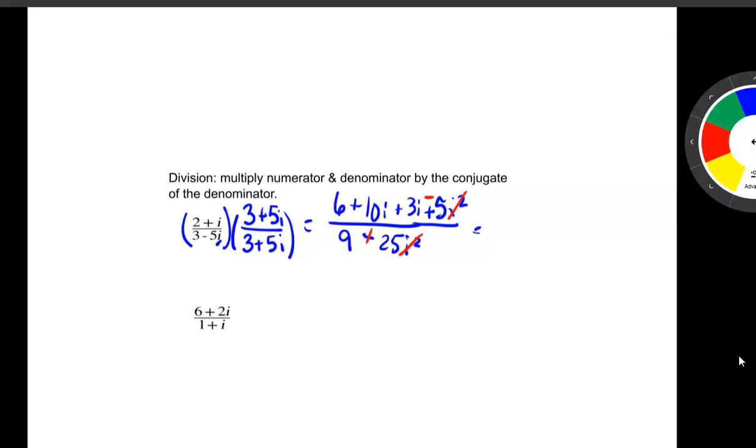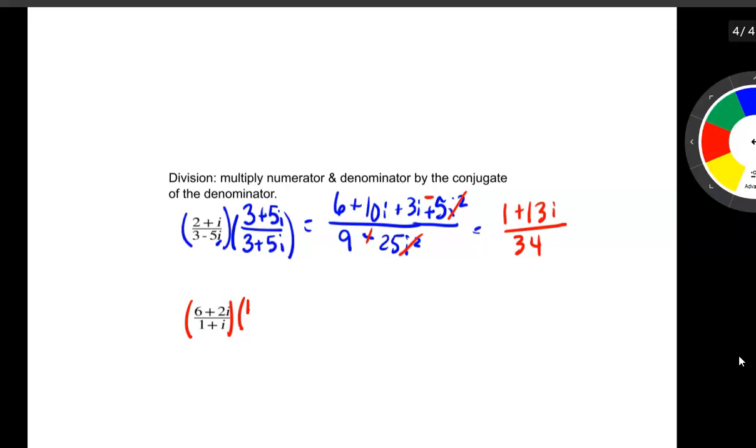Now I can combine like terms. In the numerator, I have 6 minus 5, which is 1, and for the i's, I have 10i plus 3i, which is 13i. And in the denominator, 9 plus 25 is 34. And let's do one more for practice.